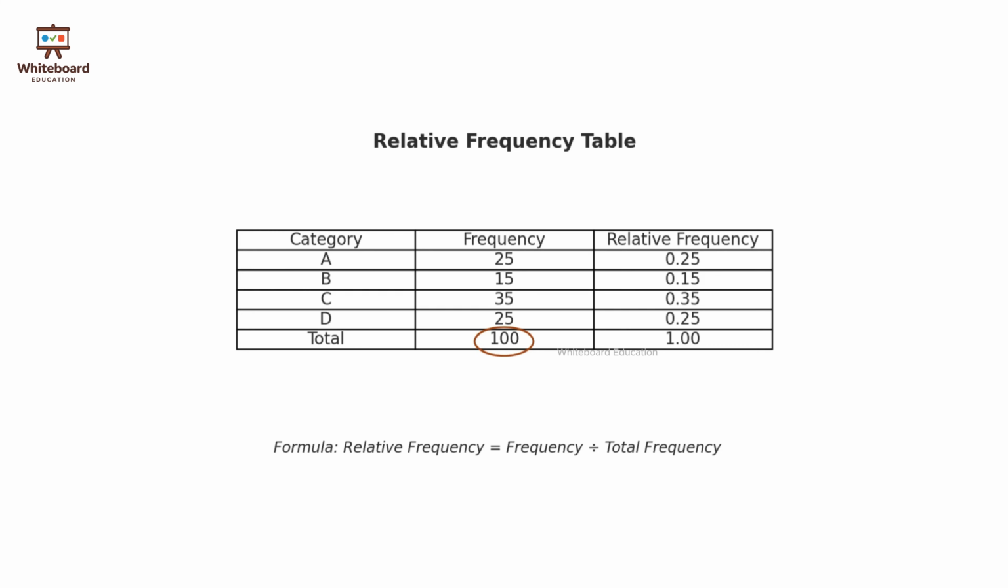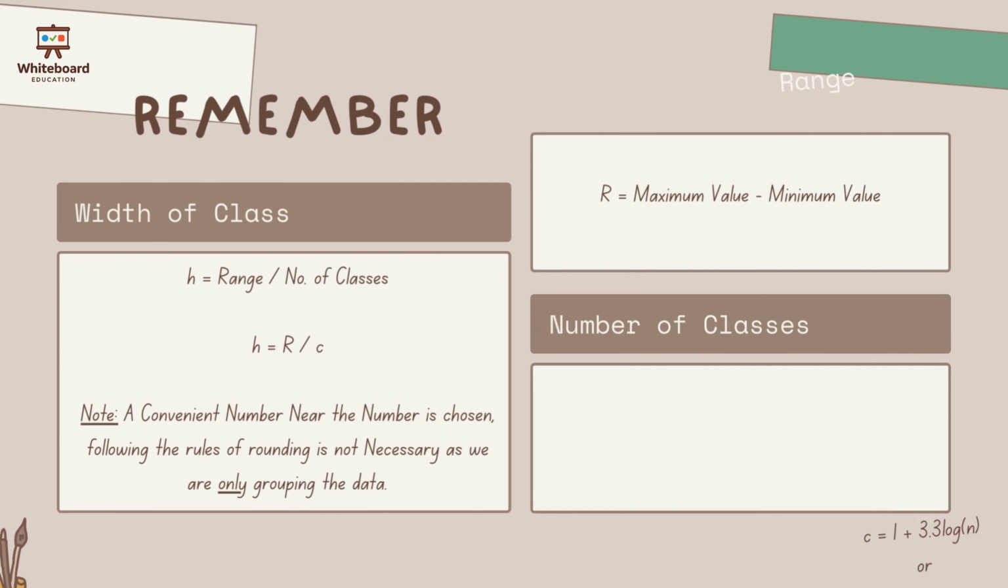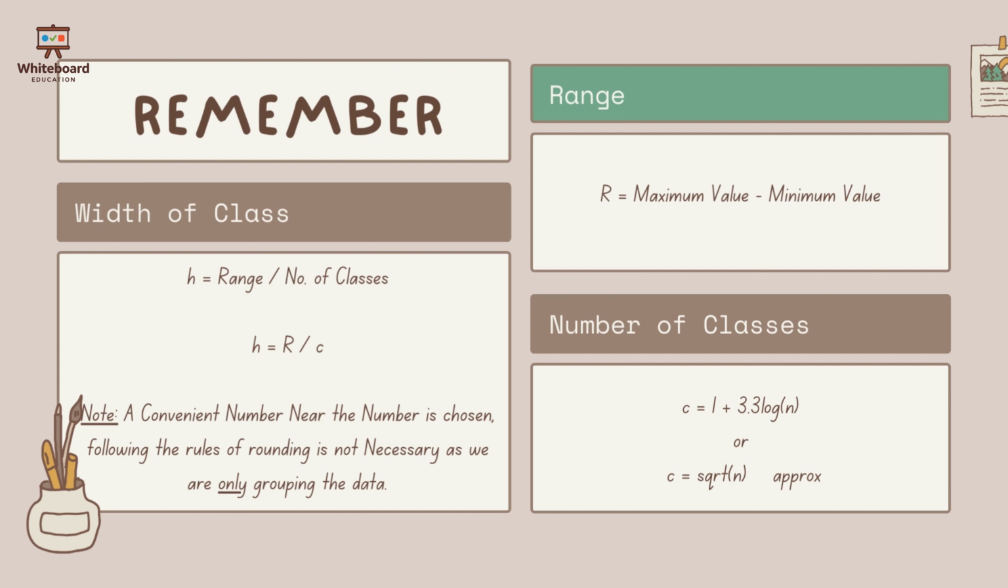Lastly, before you go, here are some formulas you need to remember while making a frequency distribution table. Range is calculated as maximum value minus minimum value in the raw dataset. To calculate how many number of classes should be in a table, we use C equals 1 plus 3.3 multiplied by log n, or simply C equals square root of n, which also gives an approximate answer.